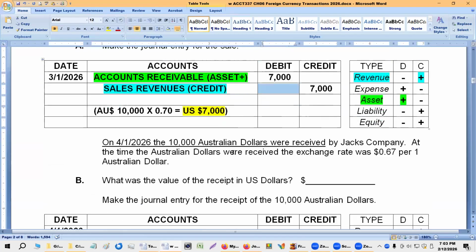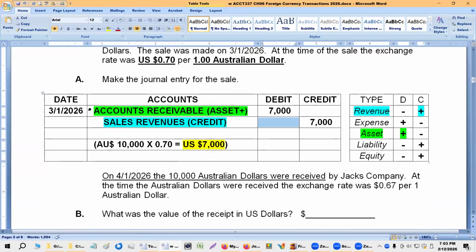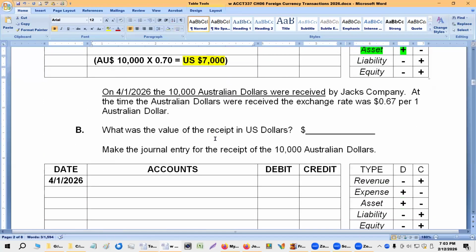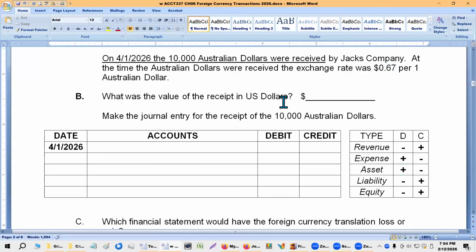Okay, now coming down here, this is where we actually get the cash. So this cash is going to pay off this receivable, right? They actually owe us 10,000 Australian dollars, but in US terms, we had 7,000 when we made the sale. And now they're paying us. And the rate was 0.67 US dollars for every 1 Australian dollar. What is the value of the receipt in US dollars?